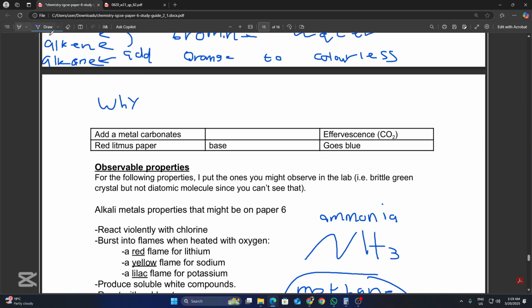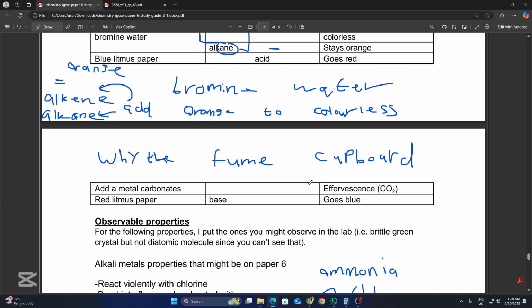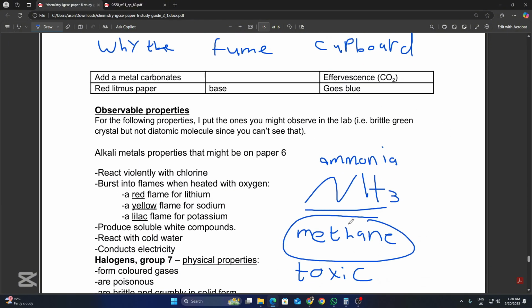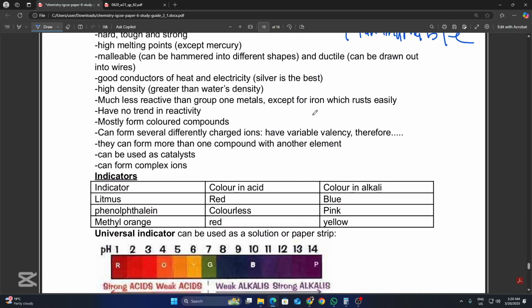why the experiment takes place in a fume cupboard: it's called a fume cupboard. Basically it prevents any gas from escaping. The reason why is, if it says ammonia, then you will say since ammonia is toxic. If there is methane, then you will say methane is flammable. Okay, that's it.